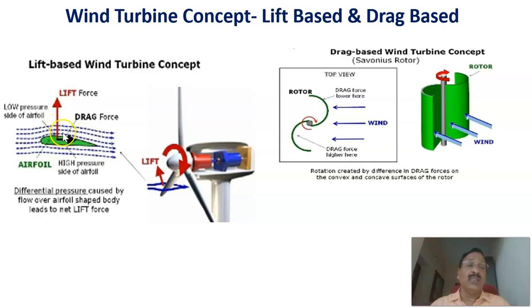Therefore, there are two forces. One we call lift force, which is perpendicular to the wind direction, and drag force, which is in the same direction as the wind. Therefore, these are two forces acting on the wind turbine.